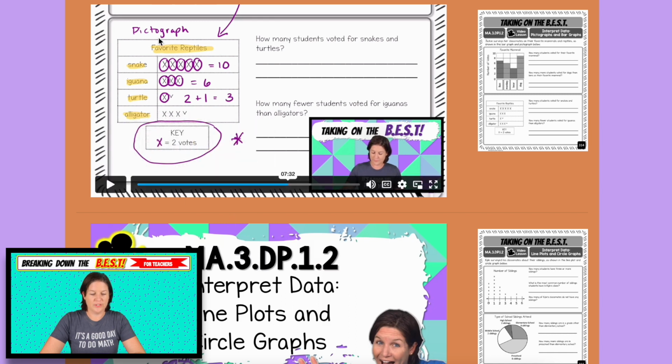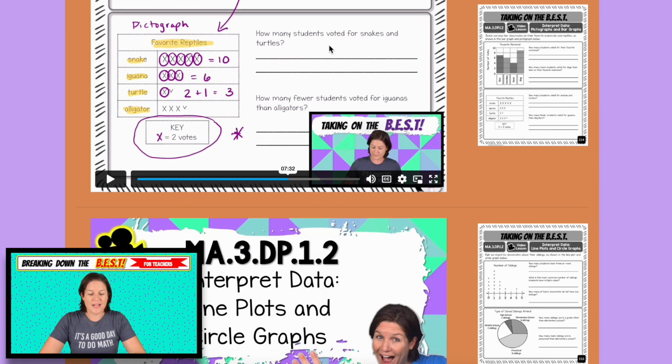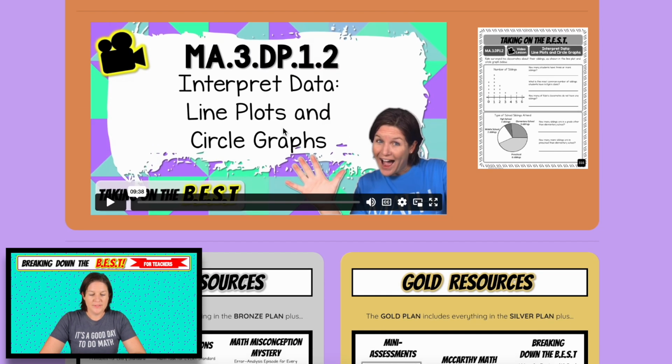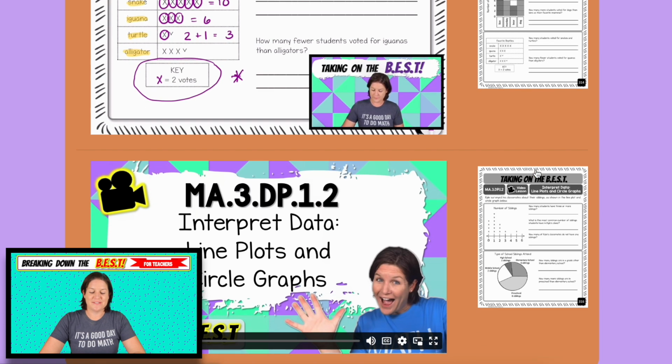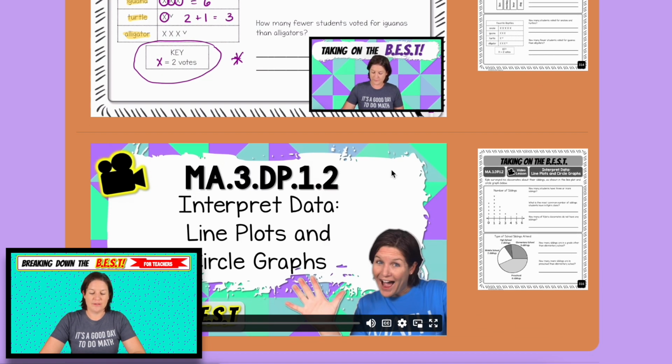Okay, so you can see here, look at what we're doing. We're saying this is where the title is. Here are the categories. This is called a pictograph. Here is our key. Here's how we're analyzing the key. We're going to figure out all the values here, and then we'll answer the questions in the videos. So you can see kind of how that's working. So the first video is all about pictographs and bar graphs, and the second one is with line plots and circle graphs.